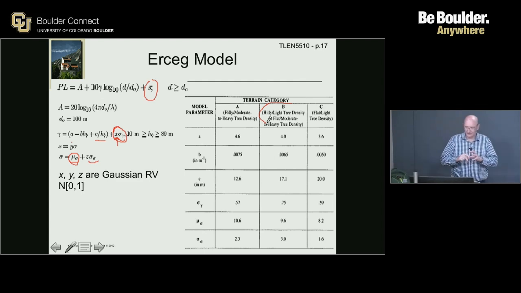Well, let me start with the 2 extremes. When it's hilly and it's got heavy tree density, that's the worst possible terrain, that's category A. On the other end, category C is the best possible, it's all flat and there's very few trees. And in between, it's either hilly with light tree density or flat with heavy tree density. Well, they said that's more or less the same, so we'll combine that into model B.